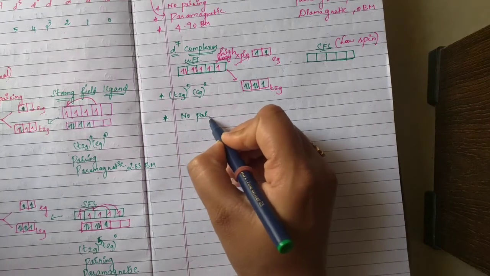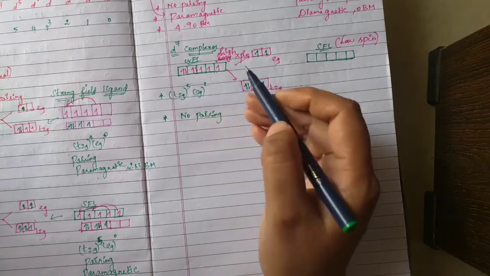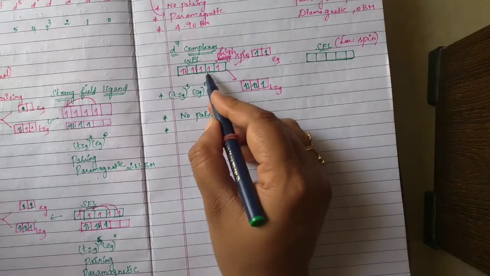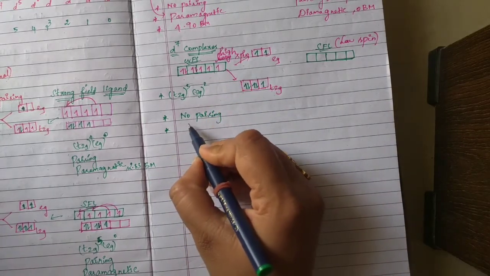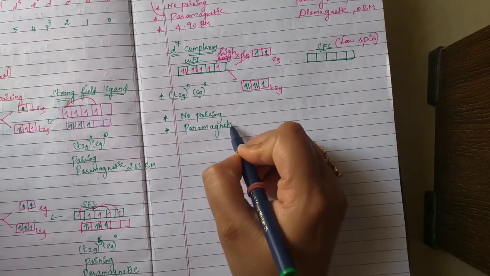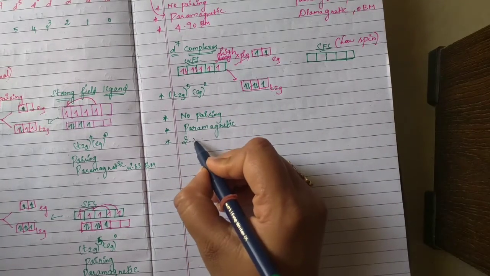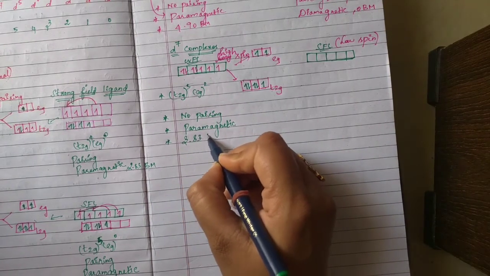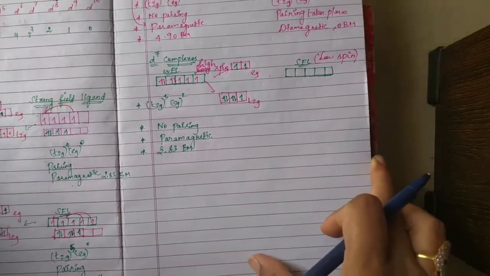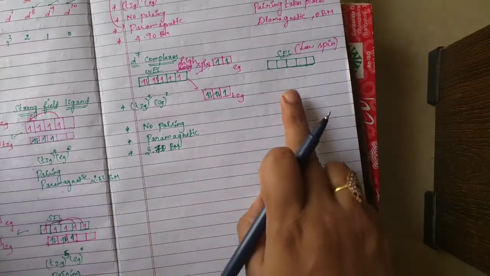Next, here no pairing. This is not a pairing, students. This is number of electrons. So no pairing with the effect of ligands. Next, it leads to paramagnetic because 3 unpaired electrons. So paramagnetic complex. Okay, students, and 3.83 Bohr magneton. Okay, students. Next, 3.70. Next, for strong field.